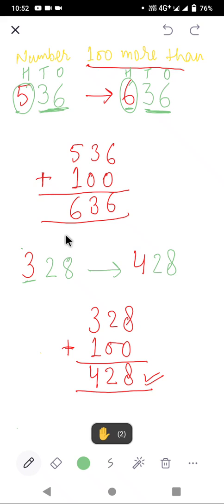Here also, which digit has changed? The 100 place digit. Okay. Ones, tens, hundreds. So which place digit has changed, students? The 100 place digit. Here we have 3 and here at the 100 place 4. And the remaining 2 digits are the same. It is 28 and here also 28. Only the 100 place digit will change.